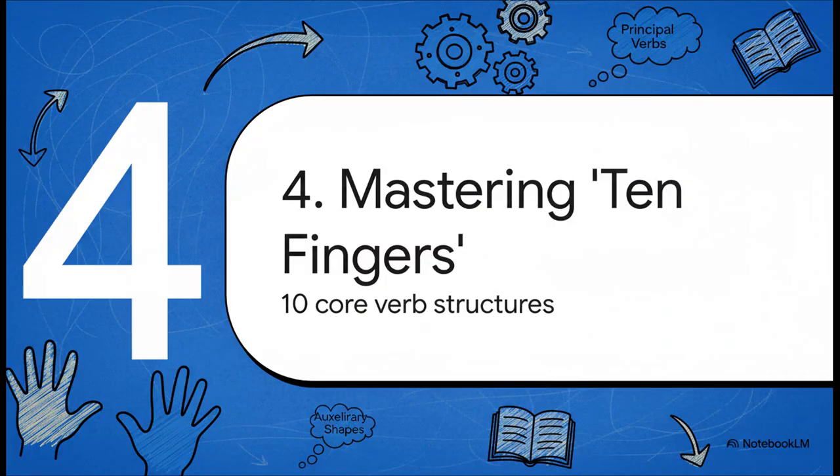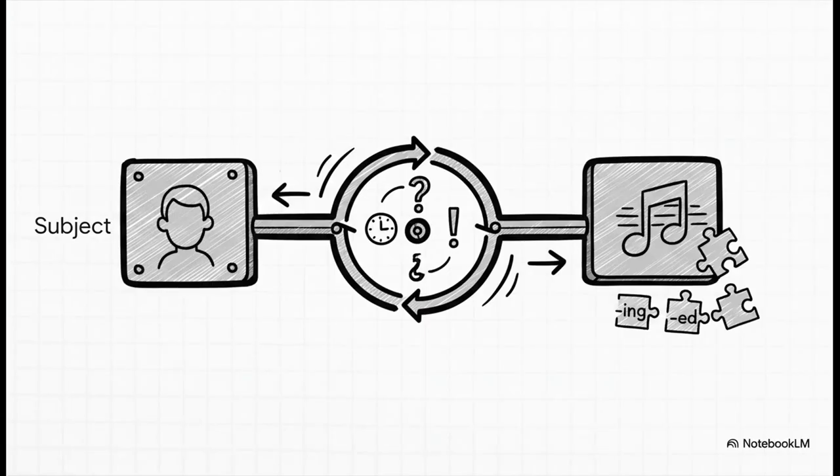Okay, so this brings us to the core concept. Just imagine you have 10 fingers. Each finger represents one of the 10 most important, most used verb structures in the entire English language. It's a super simple physical way to organize them in your head so you never get lost. And here it is, the big aha moment, the secret sauce of the whole system.